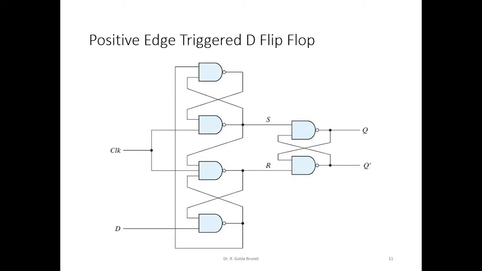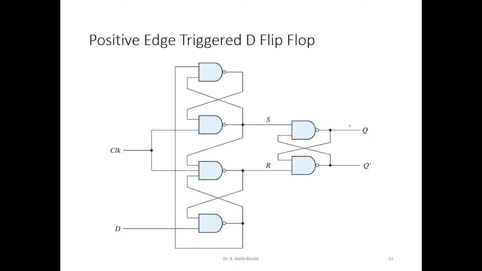Hi, in this video lecture, let's try and understand the construction of positive edge trigger D flip-flop. As you can see, there is an external input D, a clock signal, and Q is the observable state to the user.